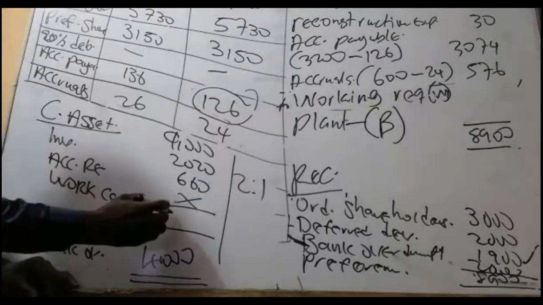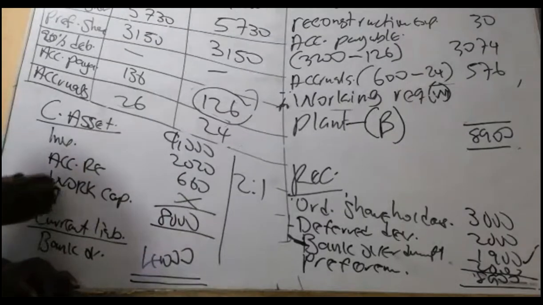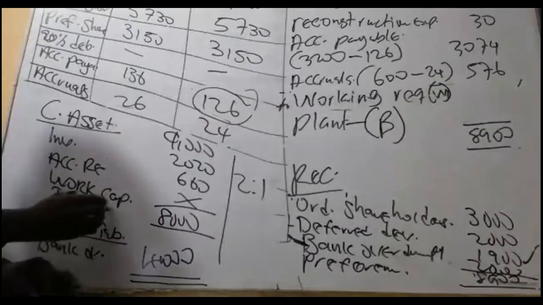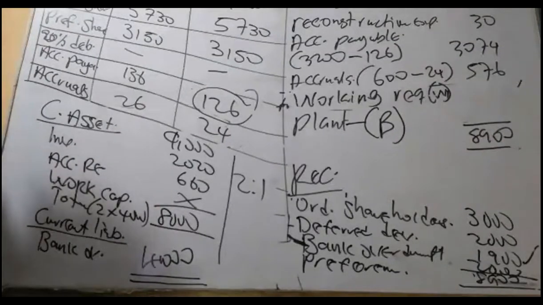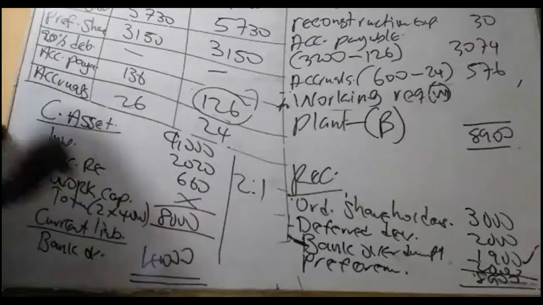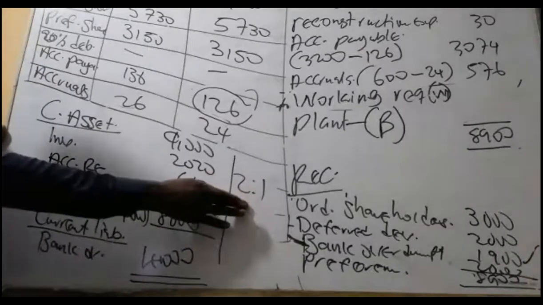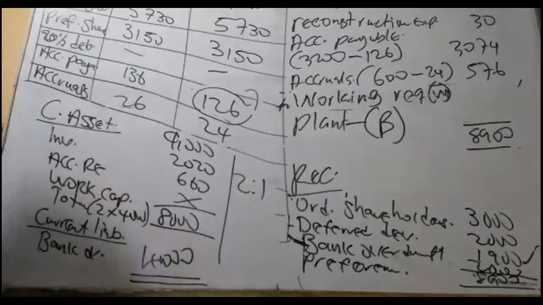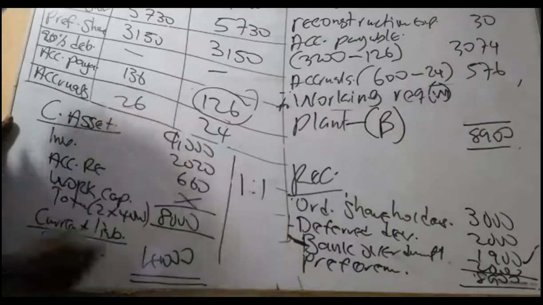8,000. So here the total current asset must be 8,000. So tell the examiner that total into bracket 2 times what? 4,000. So that means my total current asset must be 8,000 because the current ratio is 2 is to what? 1. You can also select 1:1. Current ratio must be 1:1.